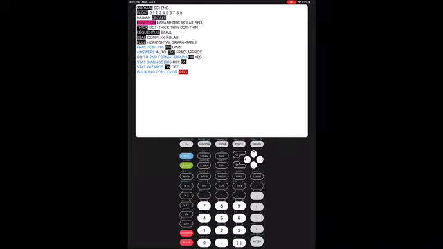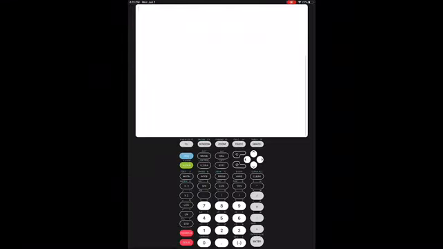Okay. If I wasn't in degree mode, if I were in radian mode, I would arrow till I get over to degree. I would push enter, and now I'm in degree mode. I go second function, quit. Okay. If I push sine of 30, I should get 0.5.